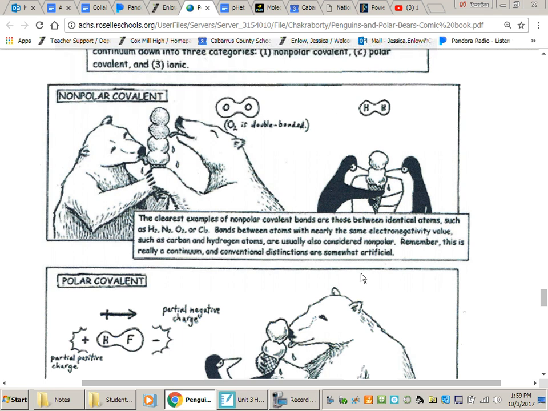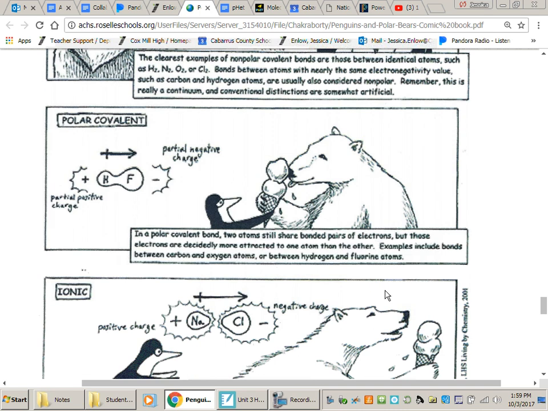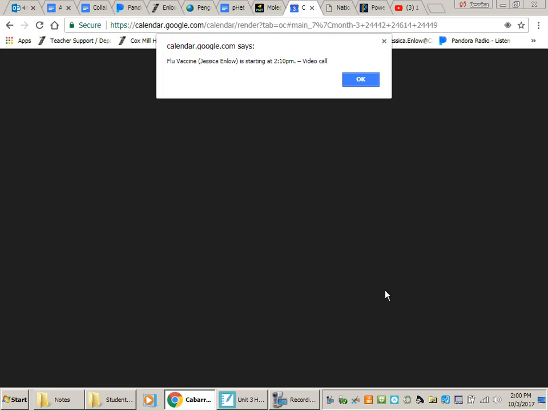What about here? In the middle, right there. One side is pulling on the other. So the bear or the penguin's pulling more on the electrons? Both. Who's pulling more? It's equal.